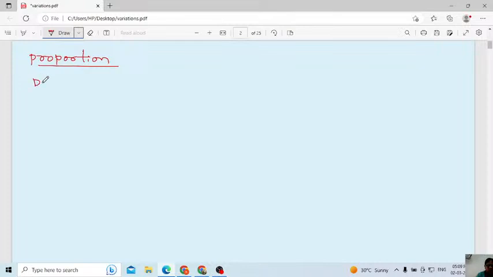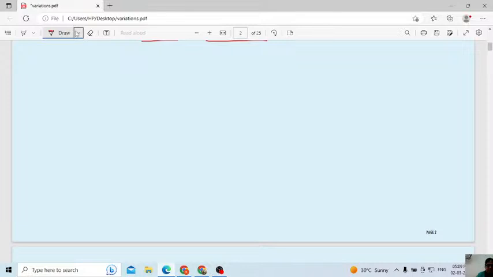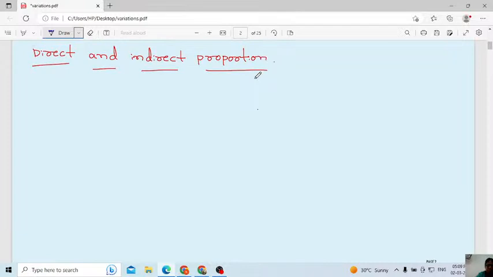One is direct and indirect proportion. After listening to my class on this proportion, you will come to know that even easy and difficult word problems we can solve easily based on this concept, direct and indirect proportions. What is meant by direct proportion? I will explain in detail. I will consider one example. With an example I will explain what is meant by direct proportion.